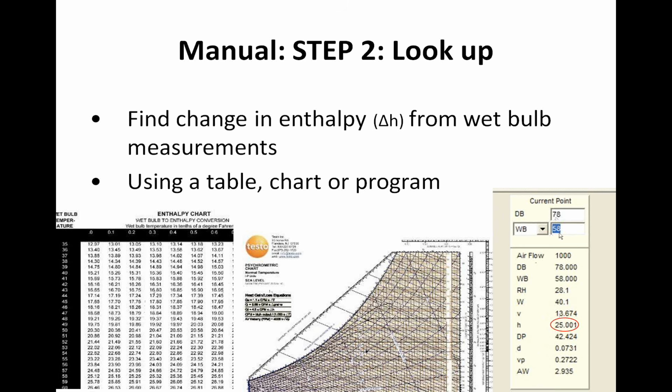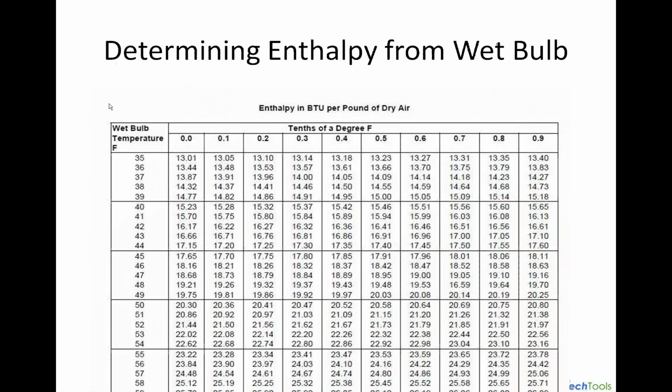We had a point of 78 and 58, and our enthalpy was 25.01. Right? H is the symbol for enthalpy. If you want to download a free chart, if you just go on TruTechTools.com and type enthalpy in the search box up there, you'll find a copy of this enthalpy chart. And I want to make sure that you understand how to use this chart because it's a little tricky at first if you don't understand it.